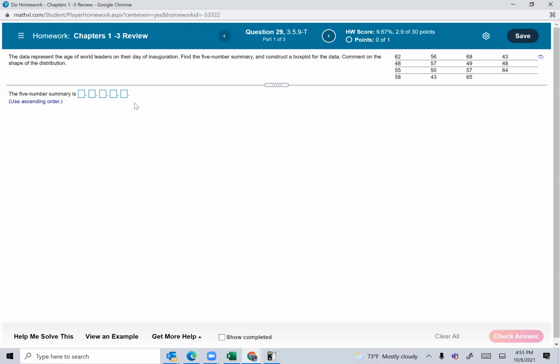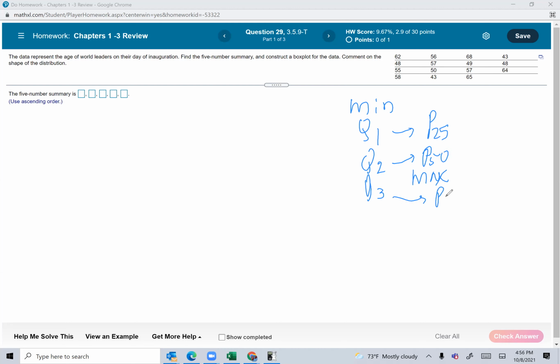The 5-number summary is the minimum, Q1, Q2, Q3, and maximum. So if I ask you to find the 5-number summary, this is how you do it. Q1 they call P25, the 25th percentile. The 25th percentile means 25% of the data are below this value. This is called the 50th, and this is called the 75th percentile. Okay, and let's move on.